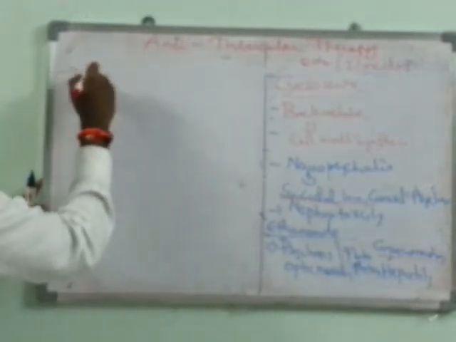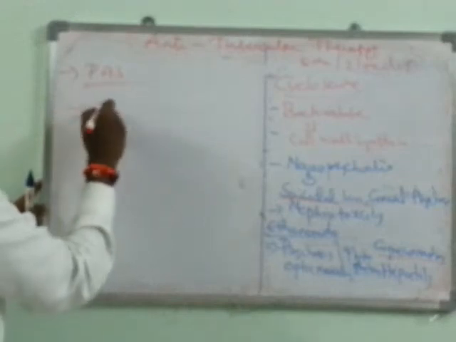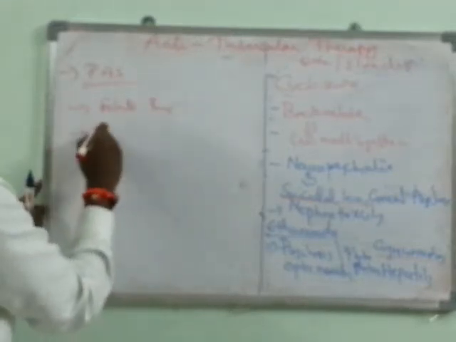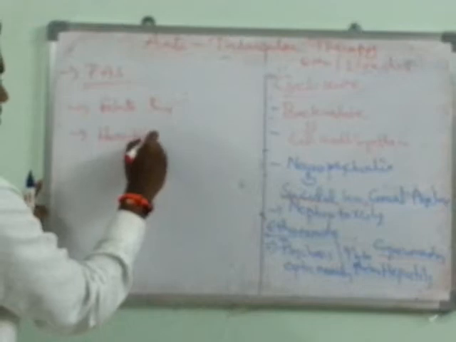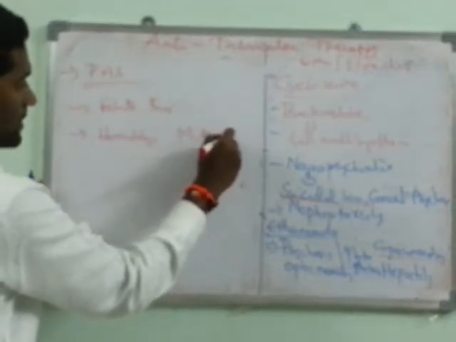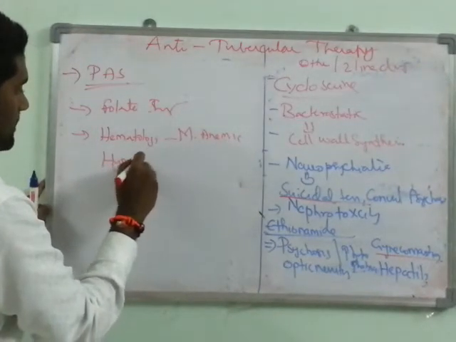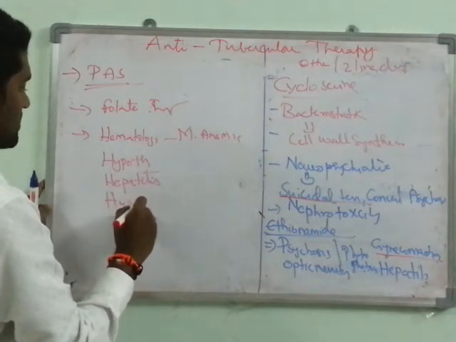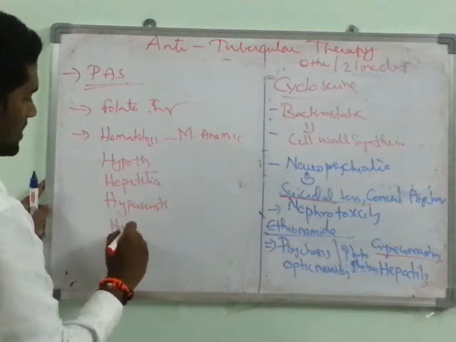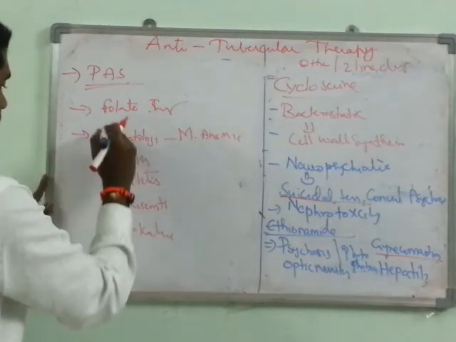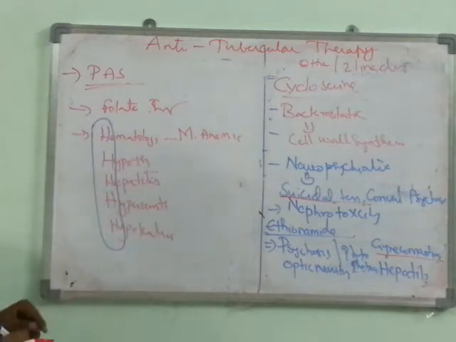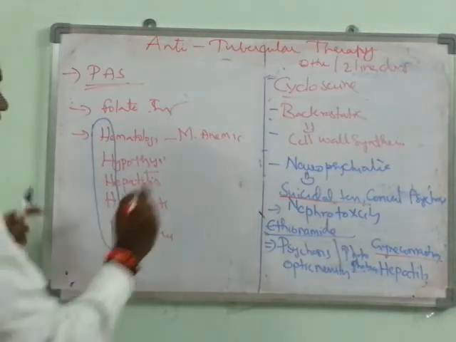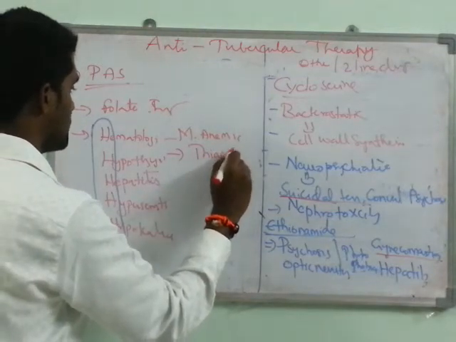Coming to next drug, that is para-amino salicylic acid. It inhibits or interferes folic acid synthesis or metabolism. The side effects are, first thing, hematological abnormalities like megaloblastic anemia, hypothyroidism, hepatitis, hypersensitivity reaction and hypokalemia. You can remember it as HS. Hematological abnormalities, hypothyroid, hypokalemia and hypersensitivity.